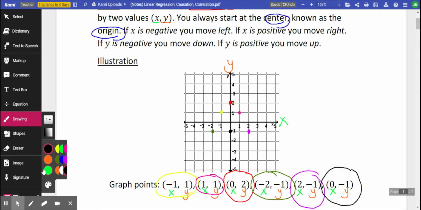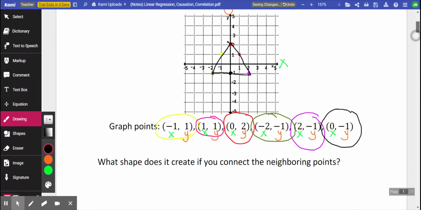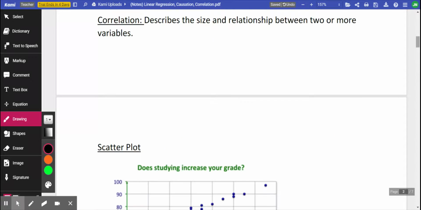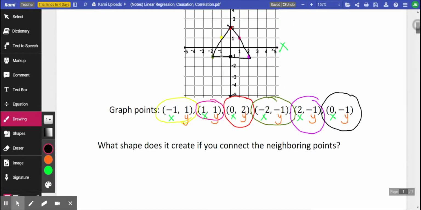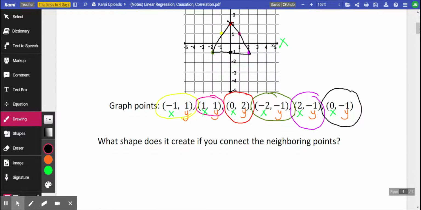Okay. If I connect all these dots, what shape does it make? Let me just connect them together real quick. This connects to that, this connects to that, this connects to that. Why did I do that? Because there's a question on the bottom that says, what shape does it create when you connect the neighboring points? And the answer to that is a triangle.